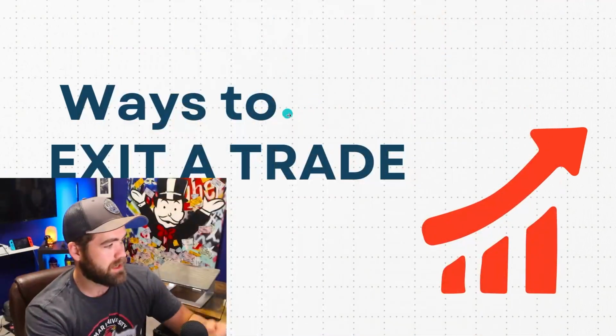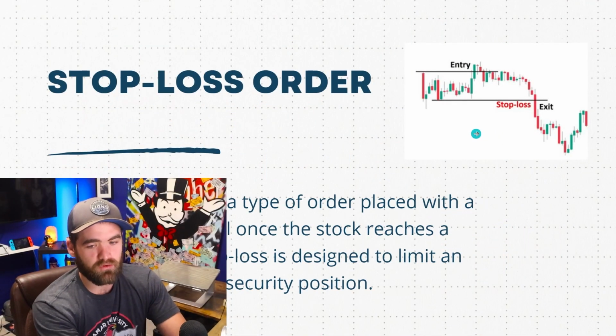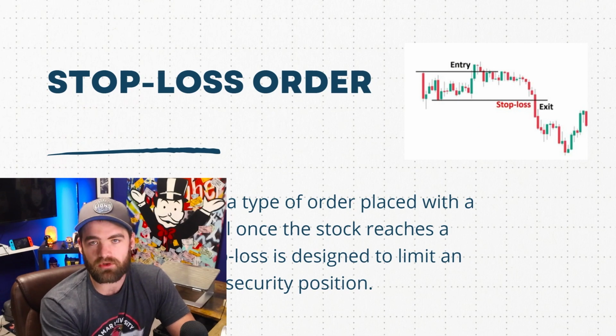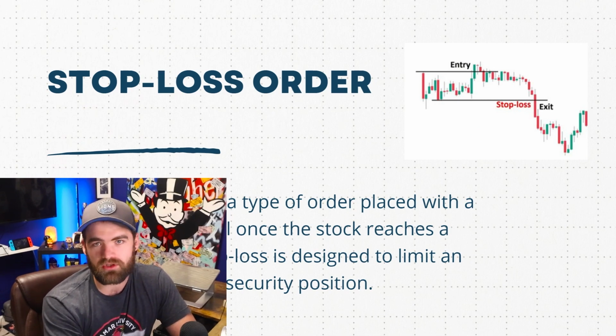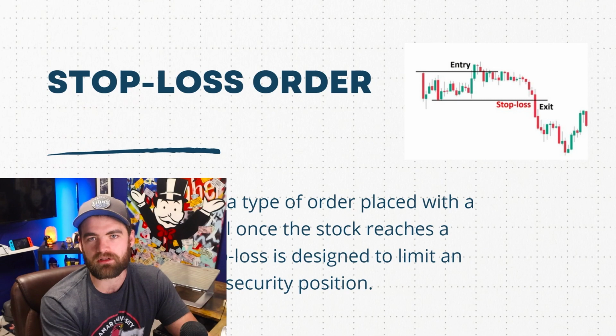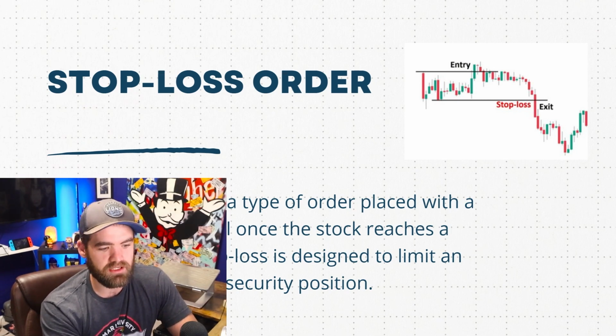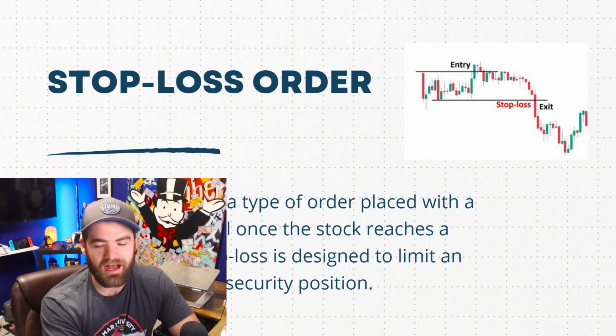So ways to exit a trade. The first way is just having a generic stop loss order. A stop loss order is an order placed with your broker, whether it's with Moomoo or TD Ameritrade or Webull. This is the order that's placed with your broker to buy or sell once a stock reaches a certain price. A stop loss is designed to limit an investor's loss on a position.